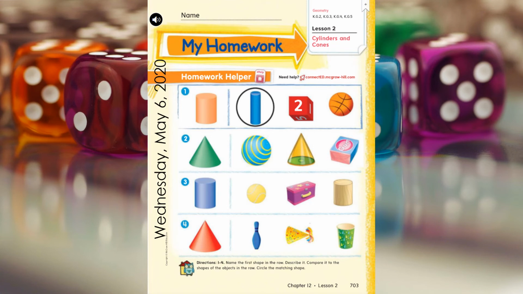All right, now we're going to remember that, as always, when we see this up here, we need to write our name. Write your name at the top.